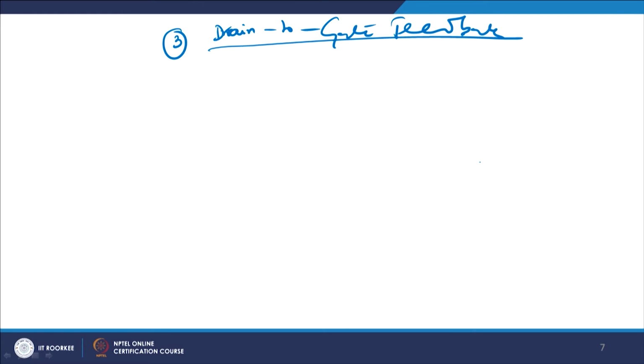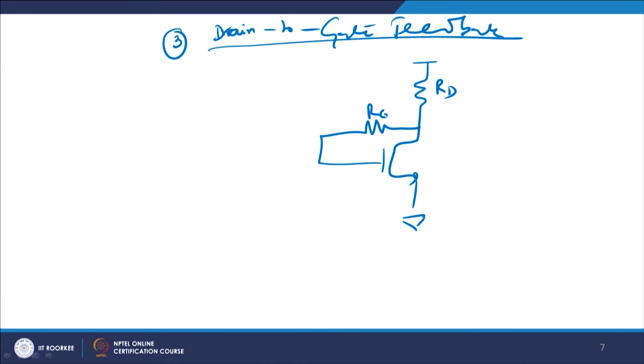Two things before we move forward. Okay, so let me go to the third one. Third technique for biasing is basically your drain to gate feedback technique. Drain to gate feedback, right. It is basically drain to gate feedback. So let me draw for you how it looks like. It is something like this, right, and you have this. So RD, RG, this is VDD, and so on and so forth.